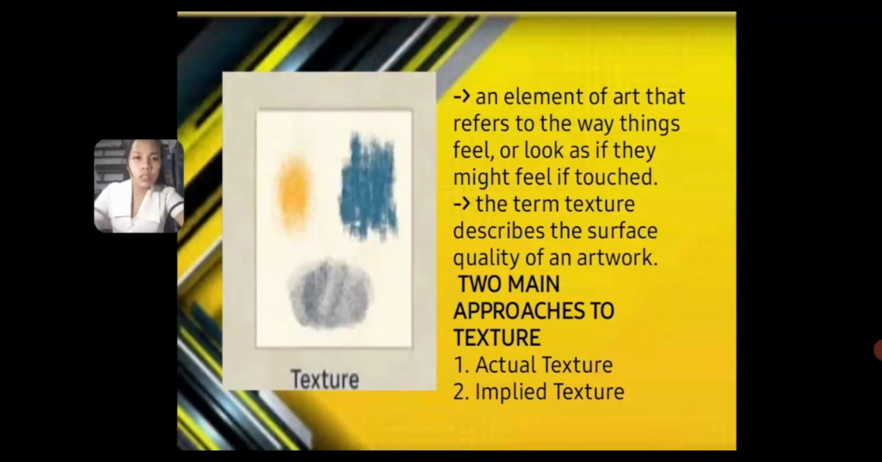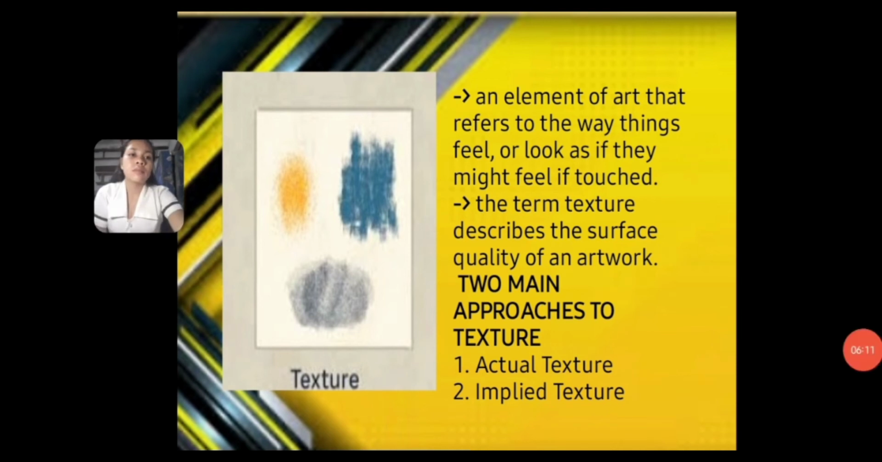So the next one is texture. Texture is an element of art that refers to the way things feel or look as if they might feel if touched. The term texture describes the surface quality of an artwork. Texture is an important element of design because it engages the sense of touch as well as vision. It's either rough or smooth, wet or dry, sticky or sleek, hard or soft, brittle or flexible.